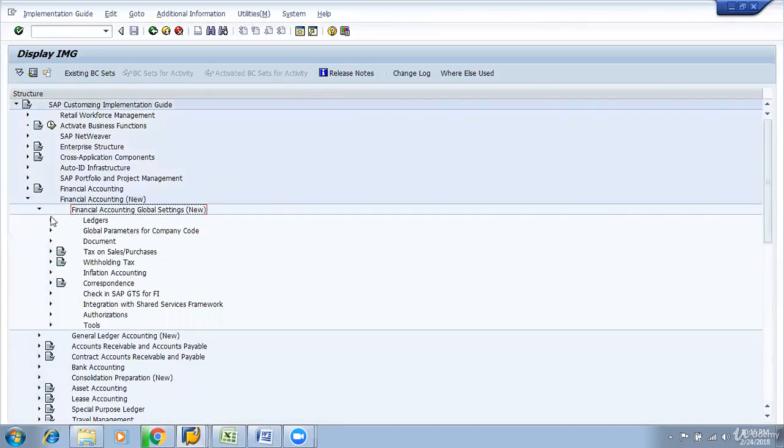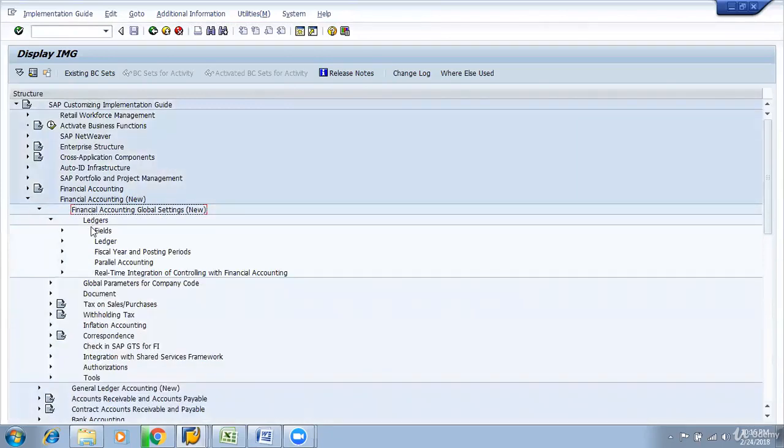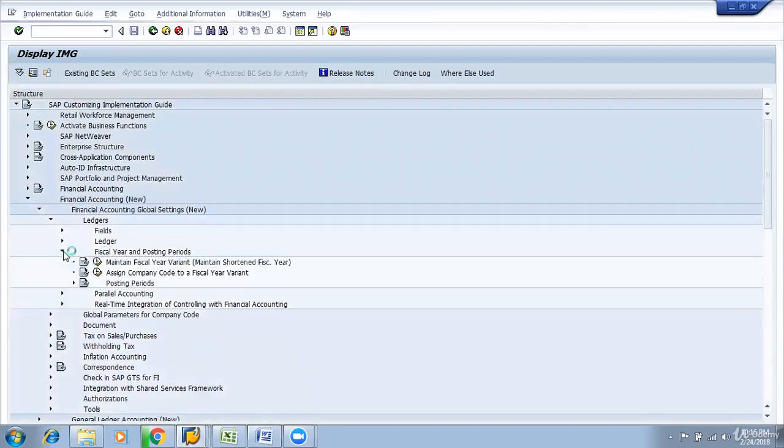Under this, we have ledgers. Under ledgers, we go here, fiscal year and posting periods. Here you are, maintain fiscal year variant. Now, we came here using the navigation step by step.